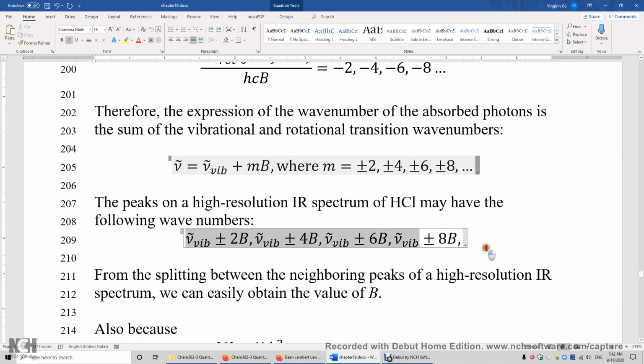Right, so again, in the end, if you look at the high-resolution infrared of HCl or some other diatomic molecules, you will see many wave numbers. They correspond to the wave number of the HCl harmonic oscillator, plus minus 2B, plus minus 4B, plus minus 6B, plus minus 8B. When you see plus signs, plus 2B, plus 4B, plus 6B, plus 8B, that's the R branch. If you see minus signs, minus 2B, minus 4B, minus 6B, minus 8B, those are the P branch.